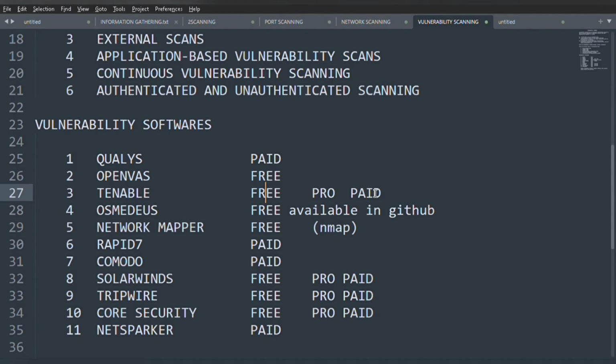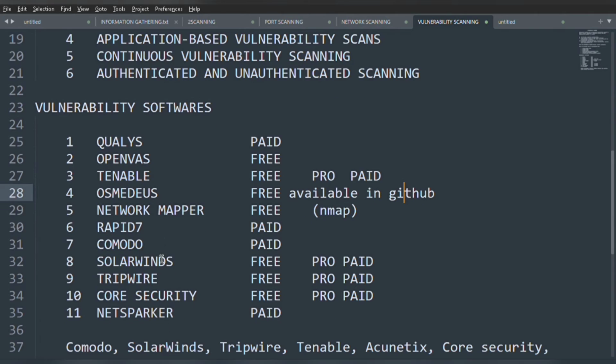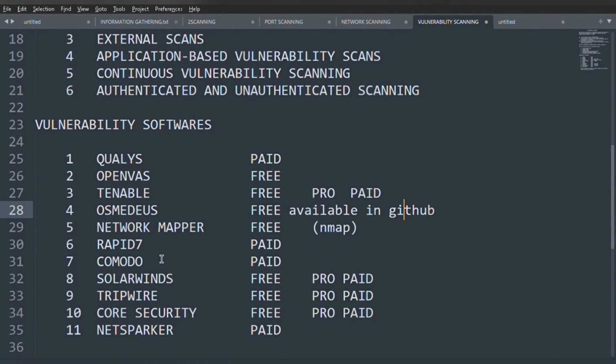Fourth one is OSmedus, which is free and available on GitHub. If you don't know GitHub, don't worry, we will discuss GitHub in the next classes. Fifth one is Network Mapper, that is Nmap, which is a free tool. Sixth, Rapid7, is a paid tool. Seventh one, Comodo, is a paid tool. Next, SolarWinds is free for 30 days, and after that it is pro.